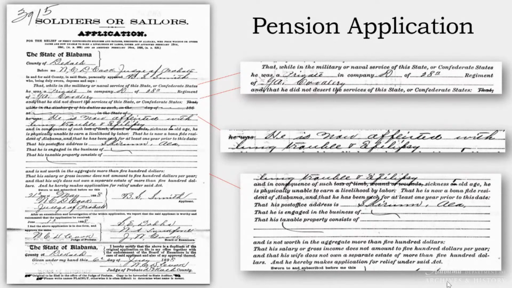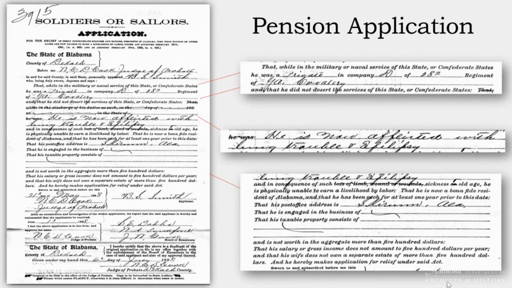Here we have a typical pension application form. At the top, in tiny print, are the words, "For the relief of needy Confederate soldiers and sailors, residents of Alabama who from wounds or other cause are now unable to earn a livelihood by labor, under Act approved February 13th, 1891 and amended February 1895."